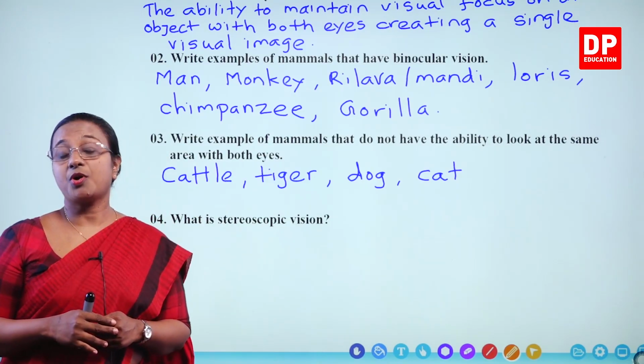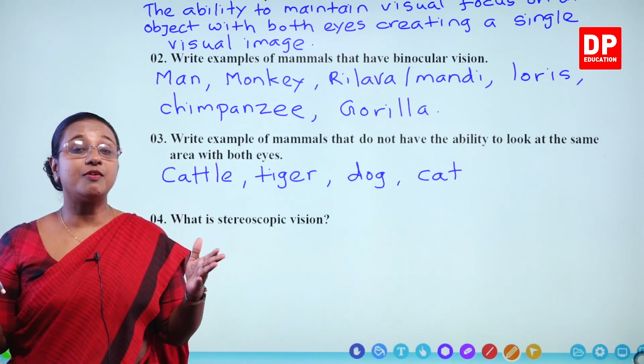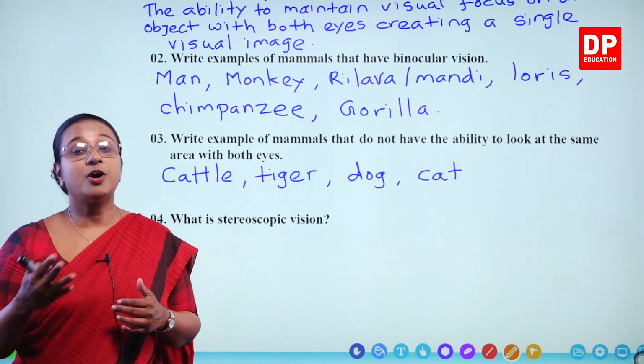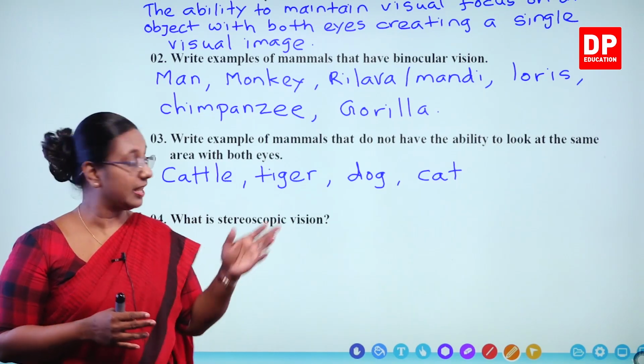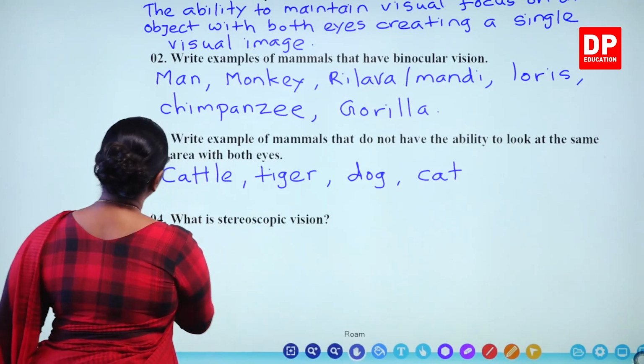What is stereoscopic vision? Due to binocular vision, the ability of our eye to determine the depth of the object or the height of the object. That is known as stereoscopic vision. So we can write that as well.